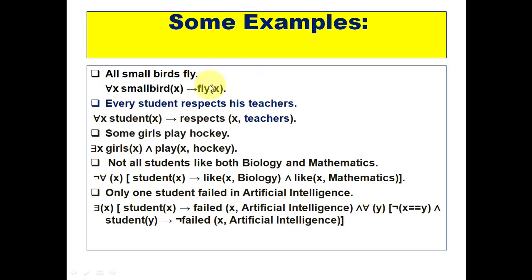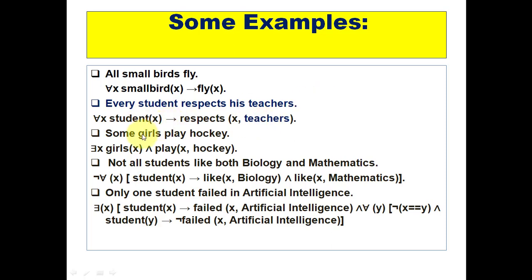Small birds predicate, fly predicate. For which variable or term it is happening? X. And x is for all. Clear? Then next, every student respects his teachers. So every student, again happening for all. So for all x, student x implies respect is the predicate here. Respects x, comma, teachers. So x and teachers are the terms here.